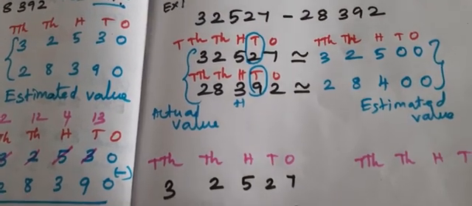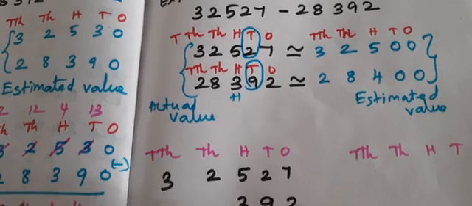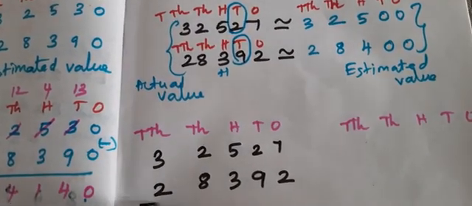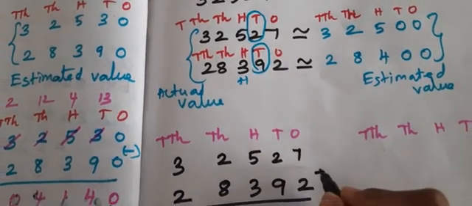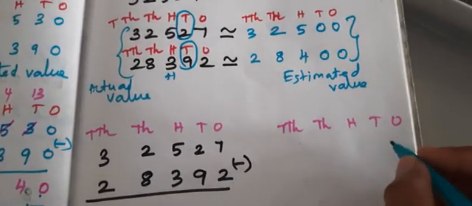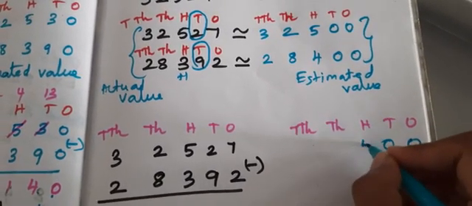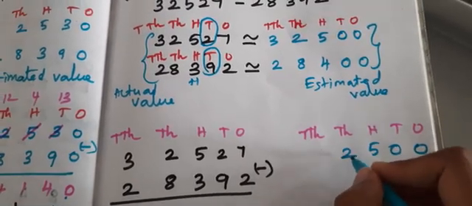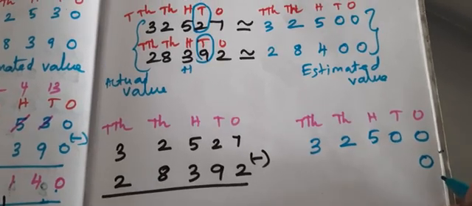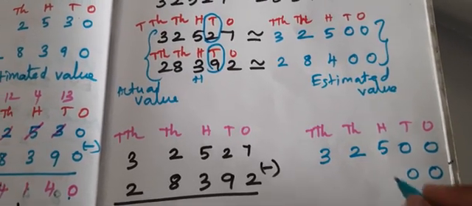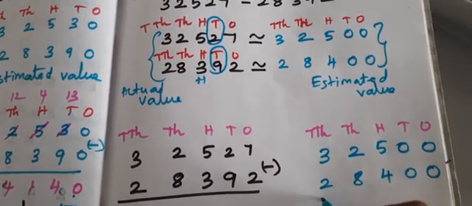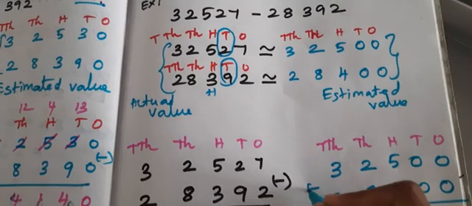2 in 1's place, 9 in 10's place, 3 in 100's place, 8 in 1000's place, 2 in 10,000's place. Minus sign. Next I am going to arrange that estimated value. 0, 5 in 100's place, 2 in 1000's place, 3 in 10,000's place. 0 in 1's place, again 0 in 10's place, 4 in 100's place, 8 in 1000's place, 2 in 10,000's place. The subtraction.